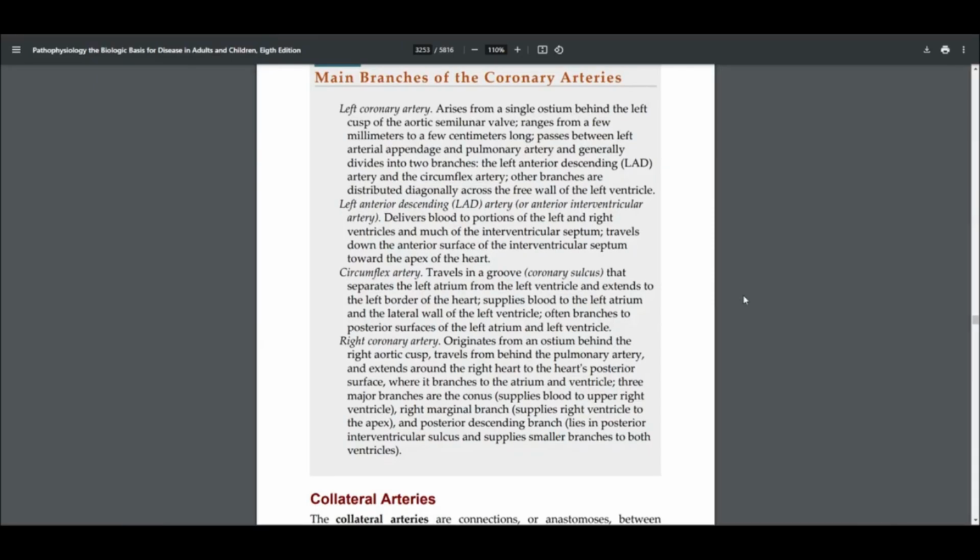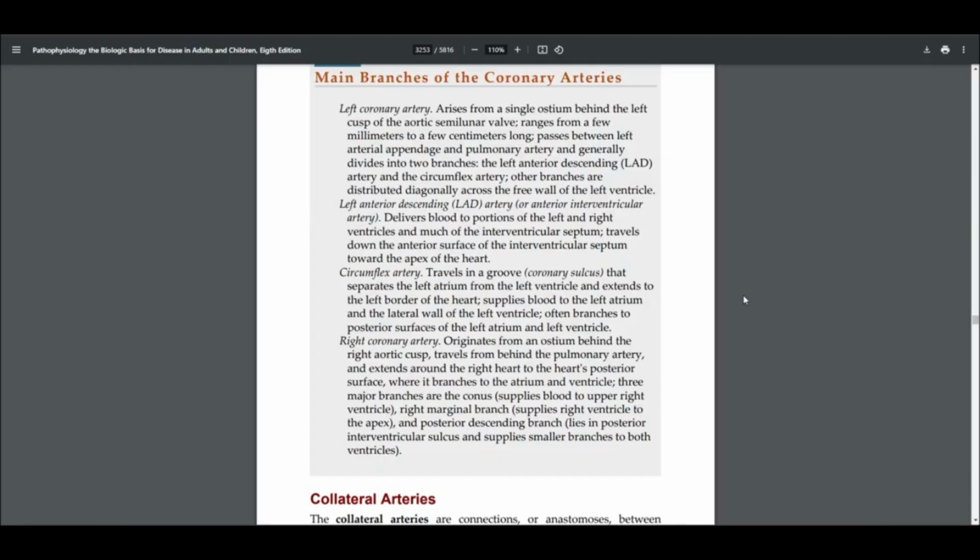So again, the left anterior descending and the circumflex are all part of the left coronary artery system, whereas the left anterior, so to the front, and descending, meaning going down, the LAD artery, also known as the anterior interventricular artery, delivers blood to portions of the left and right ventricle and much of the interventricular septum, and travels down the anterior surface of the interventricular septum towards the apex of the heart.